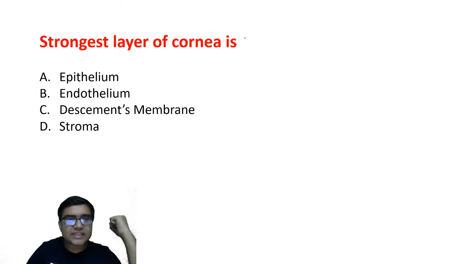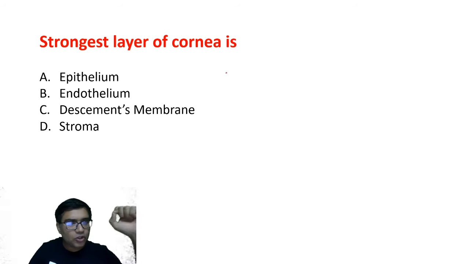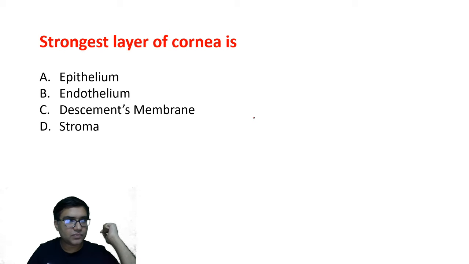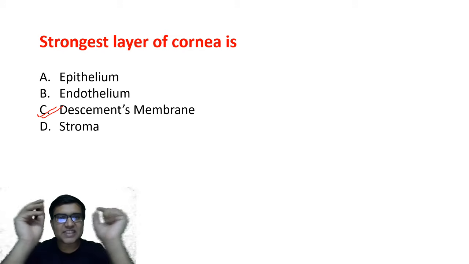Okay, the next question is, strongest layer of cornea: epithelium, endothelium, Descemet's membrane or stroma? So the answer here is, very good, Dr. A1. It is the Descemet's membrane.